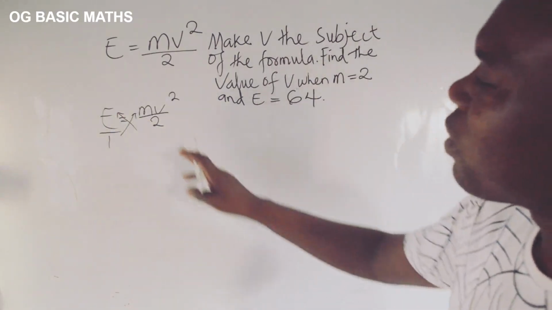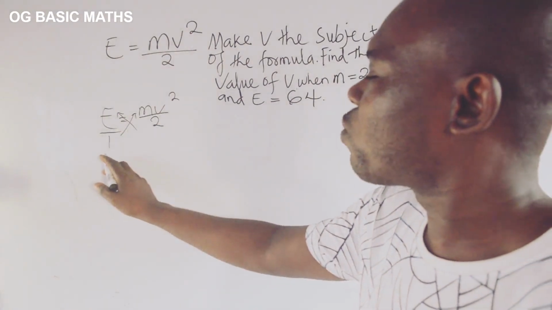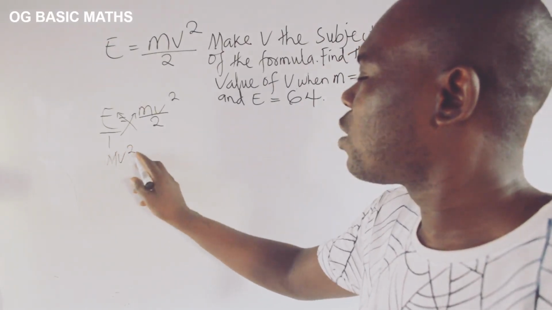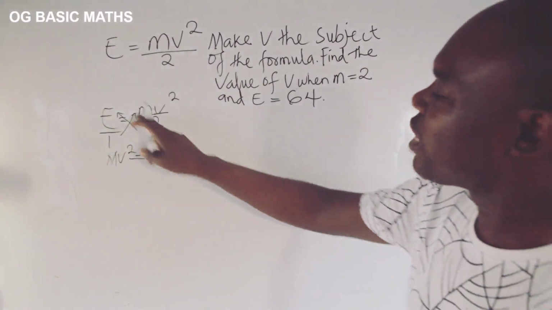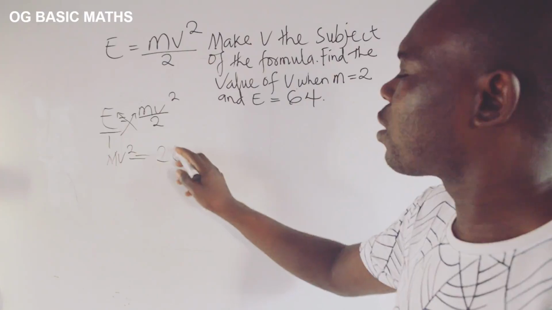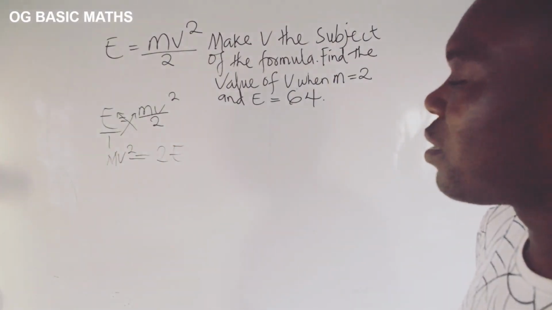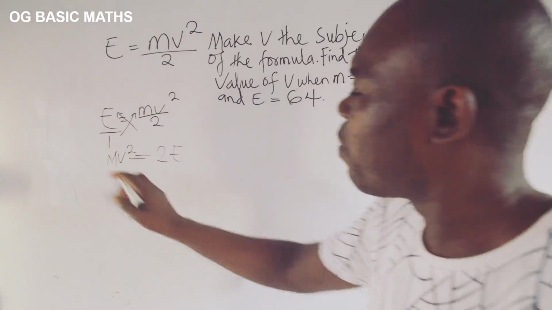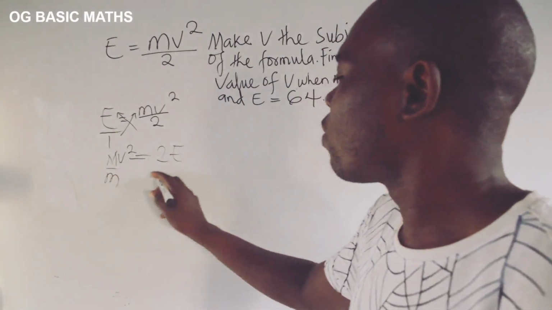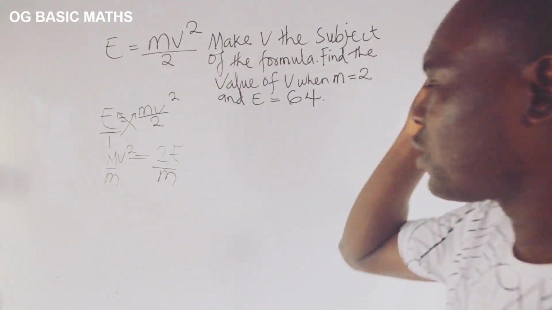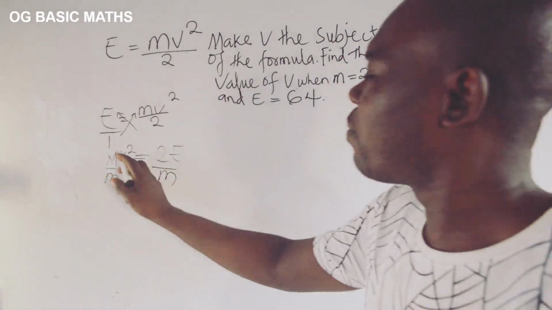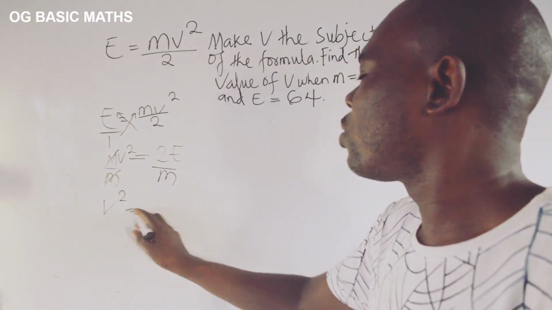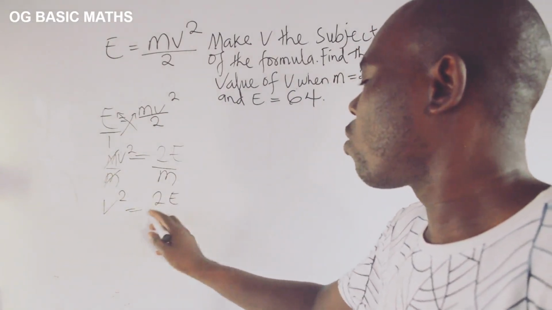When that is done, all we have now becomes mv squared. Mv squared times 1 will give us mv squared, equals 2 times E, which gives 2E. Then we divide both sides by the coefficient of V squared, which is M. So we make this all over M, and we also make this all over M. Then we simplify. This M and M go, so we have V squared to be 2E all over M.